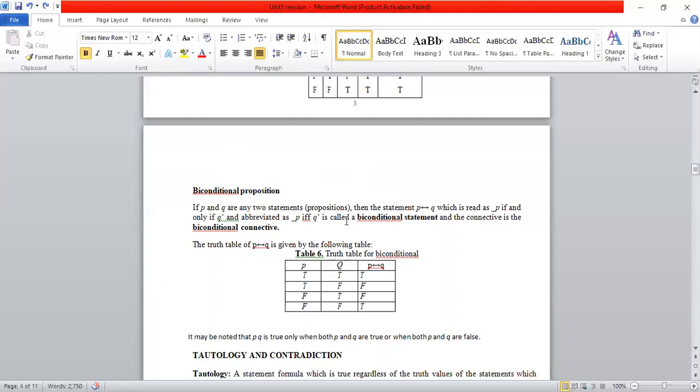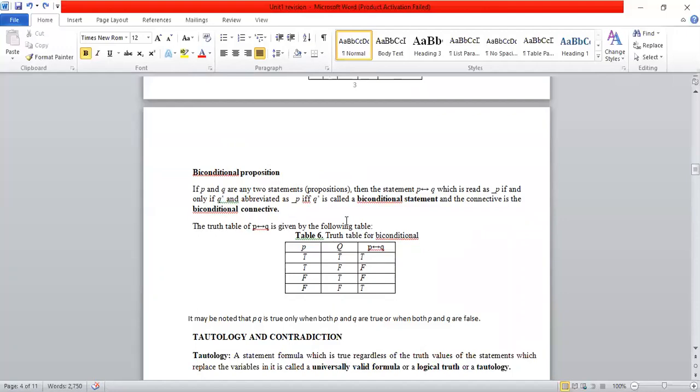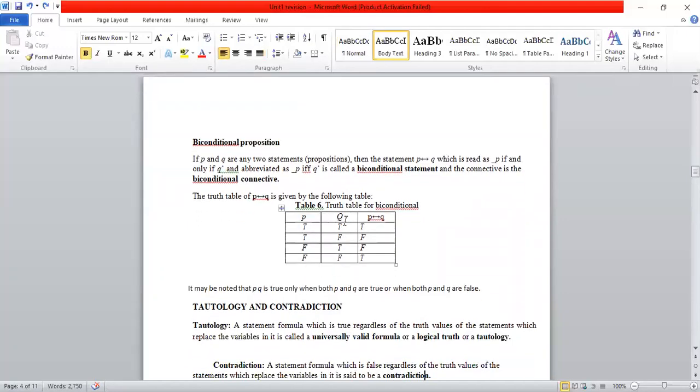So till now we discussed what is meant by proposition. A declarative statement which is either true or false is called a proposition. I gave you some examples. Next, we discussed connectives. In these connectives, we discussed negation, conjunction, disjunction, conditional connective, and biconditional connective, and converse, inverse, and contrapositive of P conditional Q.